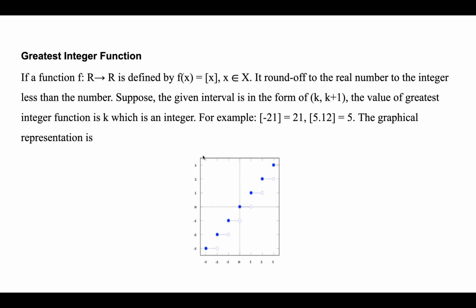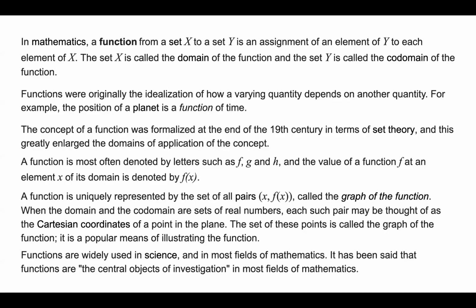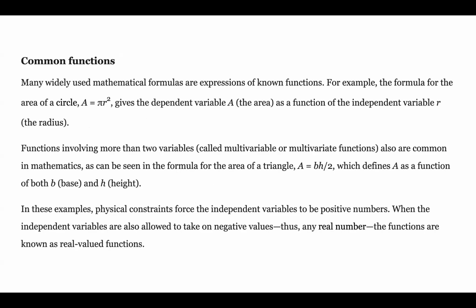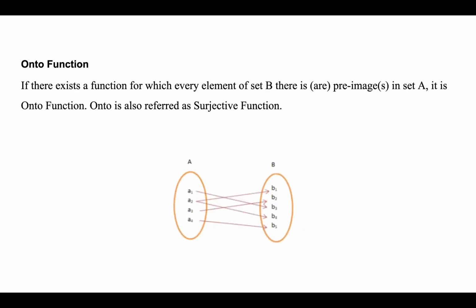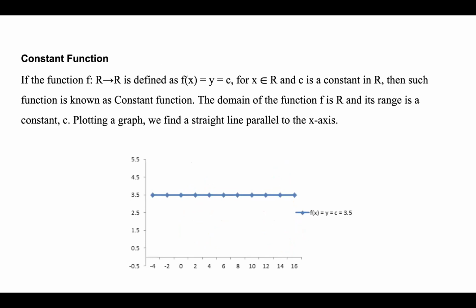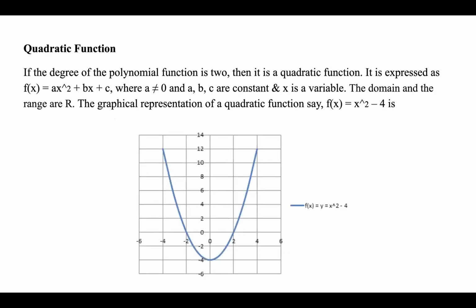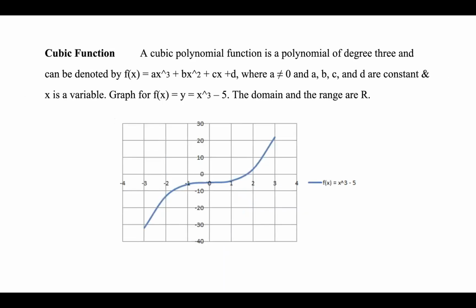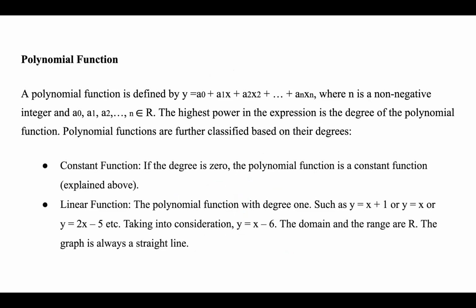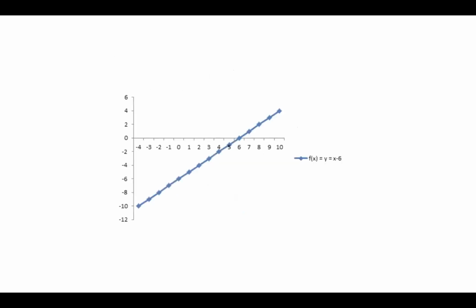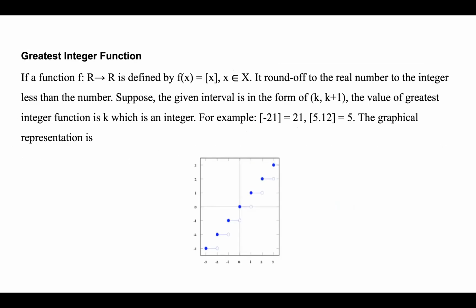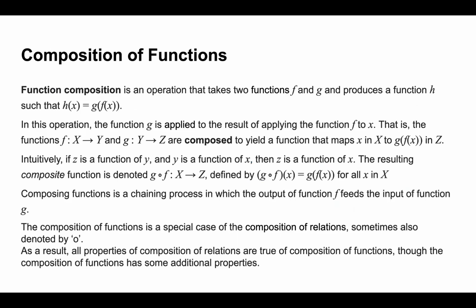All these are the types of functions that we have seen. Just have a look. In that we have seen complex functions, one to one, many to one, onto, constant functions, identity functions, quadratic functions, cubic functions, exponential functions. In polynomial functions, again there are types: constant function, linear function, quadratic and cubic functions. Then modulus function, rational, signum, greatest integer functions. Like these, all the types of functions we have seen. Next we are going to see composition of functions.